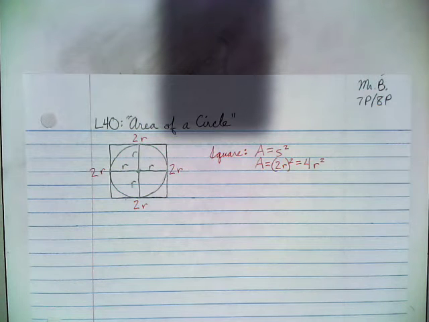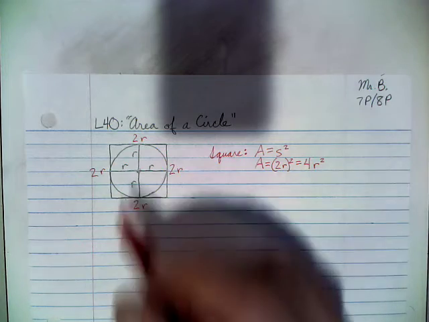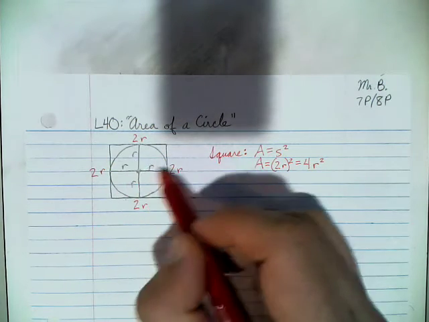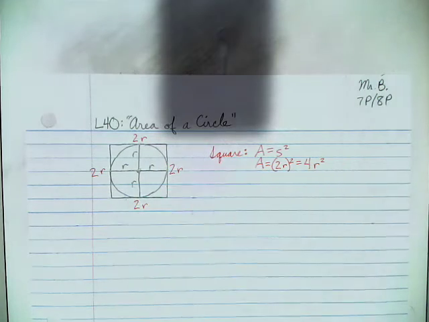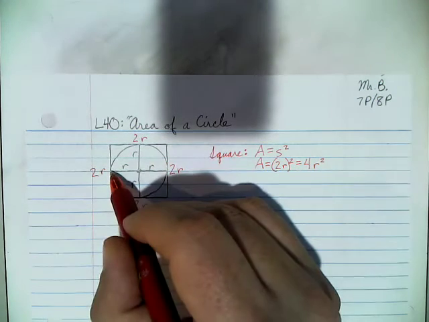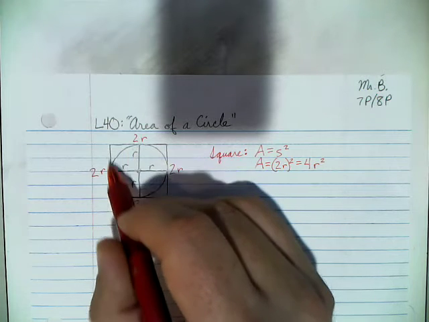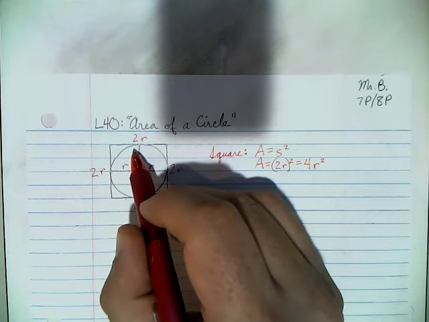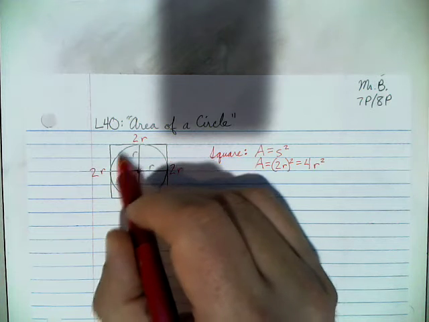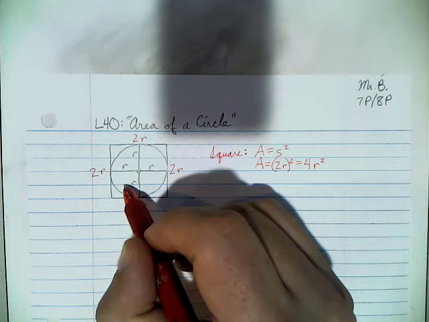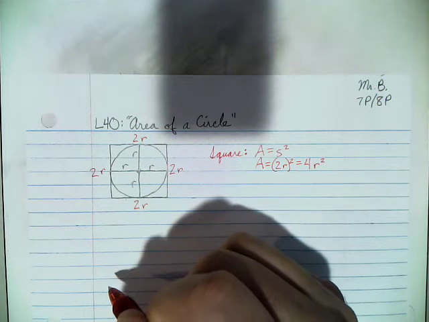And that actually should make a lot of sense, because as we look at this, not only do we have a square here, but we actually have 4 smaller squares. And each of these smaller squares is a radius by a radius. So that means the area of these smaller squares is r times r, or r squared. So we have 1 r squared, 2 r squareds, 3 r squareds, and 4 r squareds.